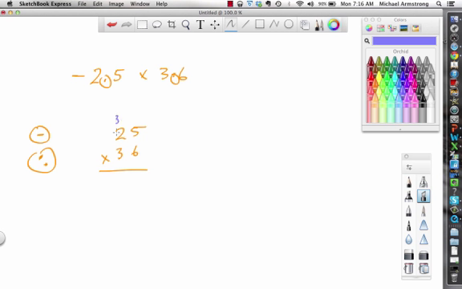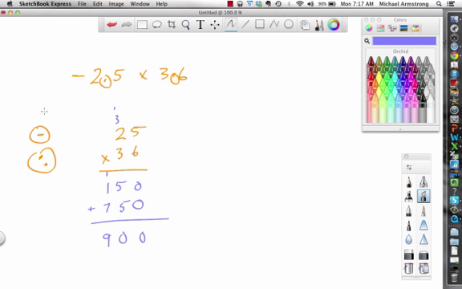5 times 6 is 30. 6 times 2 is 12, plus 3. And then we have to carry our place value, because this isn't really 3, it's really 30. So 3 times 5 is 15. 3 times 2 is 6, plus that 1 is 7. And then we add our 2 groups of numbers. We've got to carry that 1 up there. 5 plus 5 is 10. And then we get 9. So 900 would be 25 times 36.